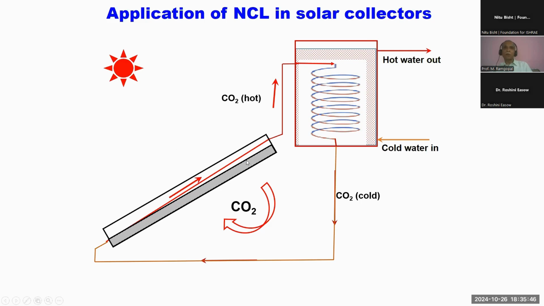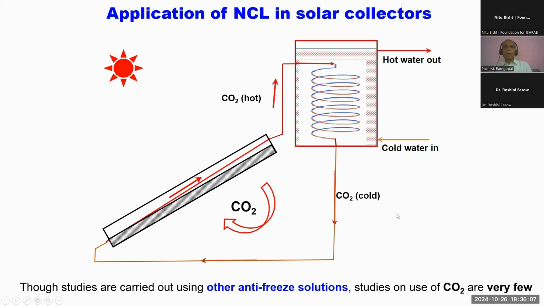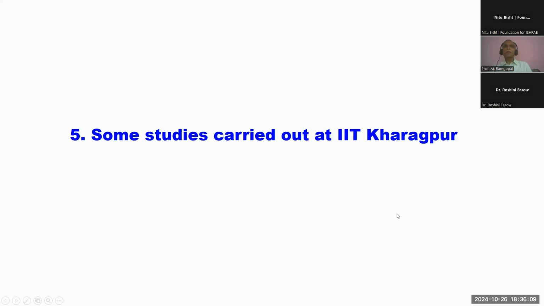As a result, your solar collector efficiency can be increased because you can produce hot water without heating the plate too much. Thereby you can reduce the losses. So this is one of the potential applications of carbon dioxide in a natural circulation loop. There are some studies and research results available on this kind of solar collectors. So these are some of the applications of natural circulation loops, and especially with carbon dioxide as the loop fluid.